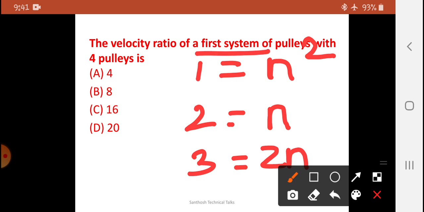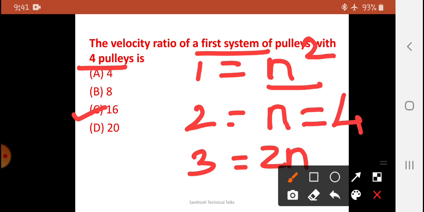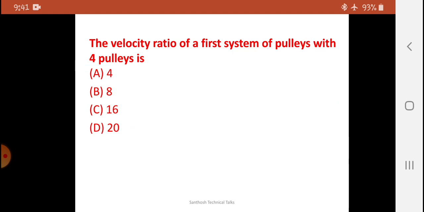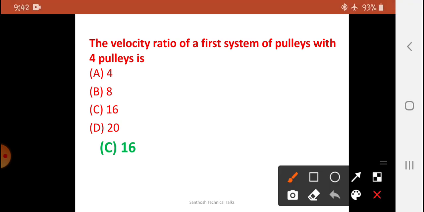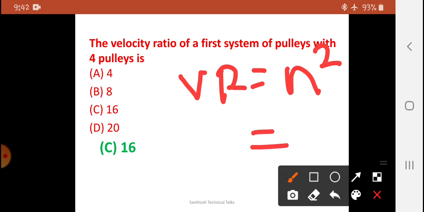Since they are asking about the first system of pulleys with 4 pulleys, 4 square gives 16. If it is a second order pulley, it will become 4. In the third order pulley, it will become 8. 20 is not an answer. So as I said earlier, for the first system of pulleys the velocity ratio is n square, therefore 4 square, which is equal to 16. So 16 is the correct answer.